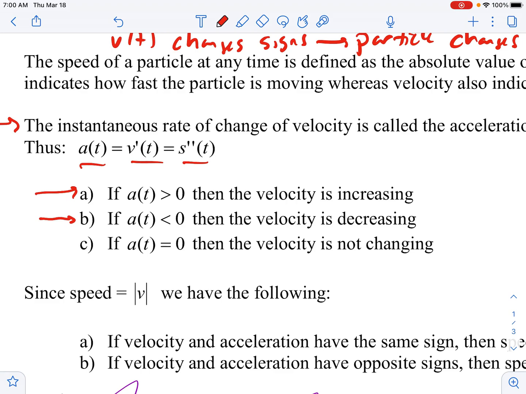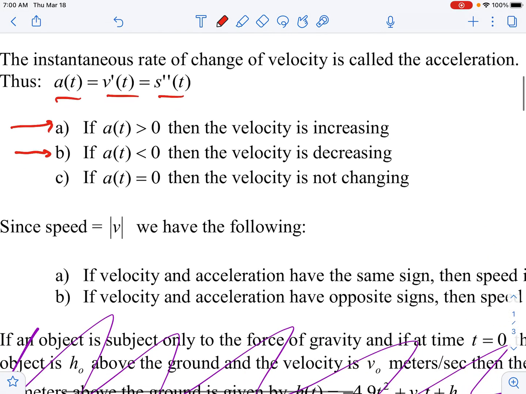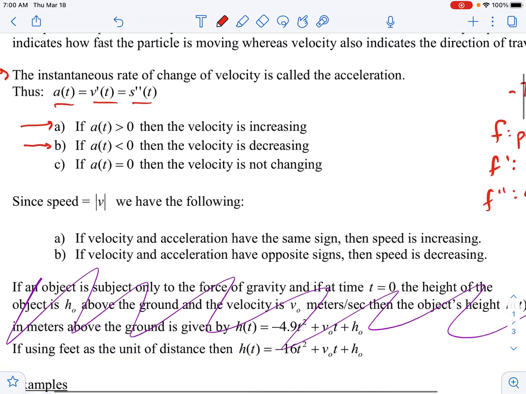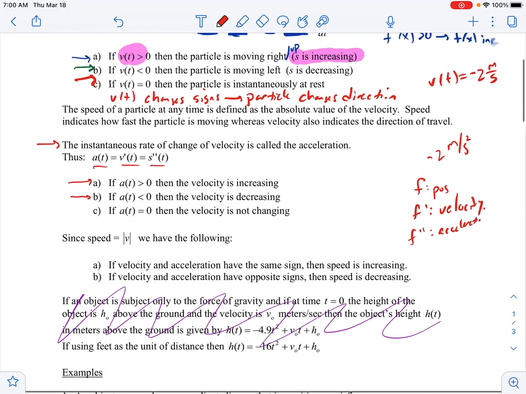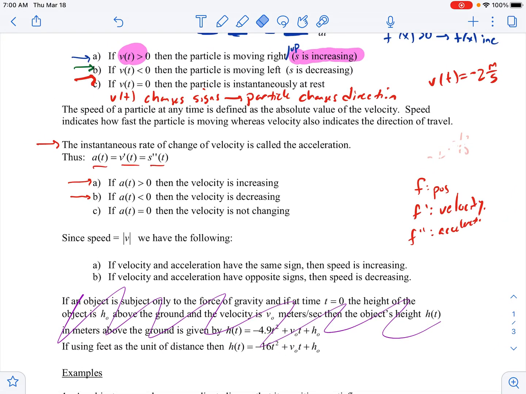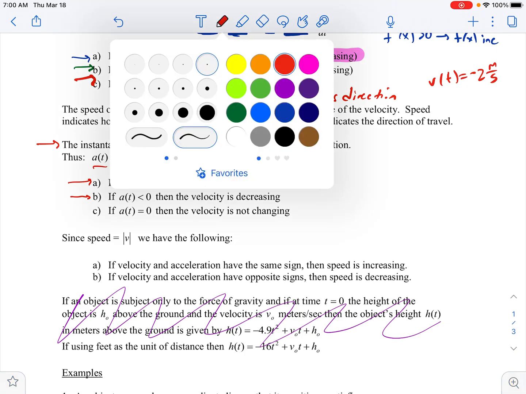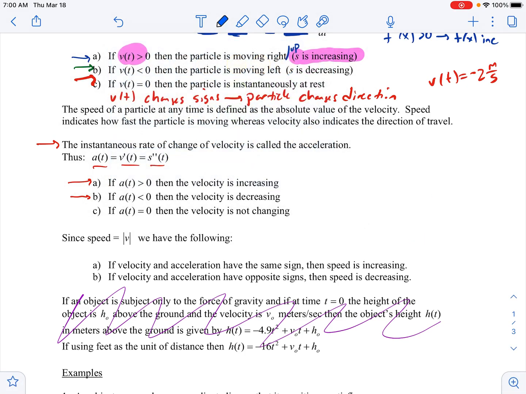And since speed is the absolute value of velocity, we have the following. If velocity and acceleration have the same sign, then speed is increasing. If velocity and acceleration have opposite signs, then speed is decreasing. Let's try to understand that. It's kind of intuitive in one direction and not so intuitive in the other. So let's go through and see why this works.